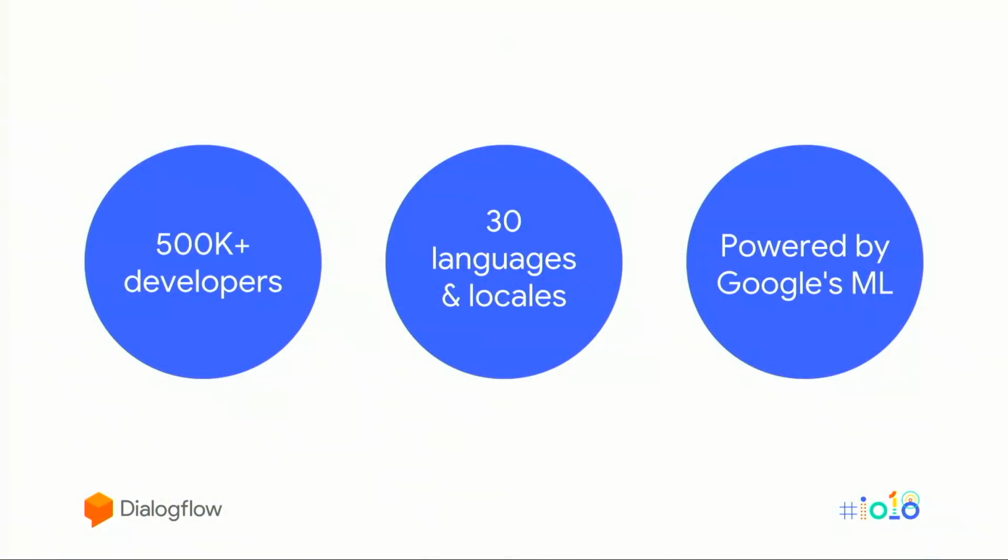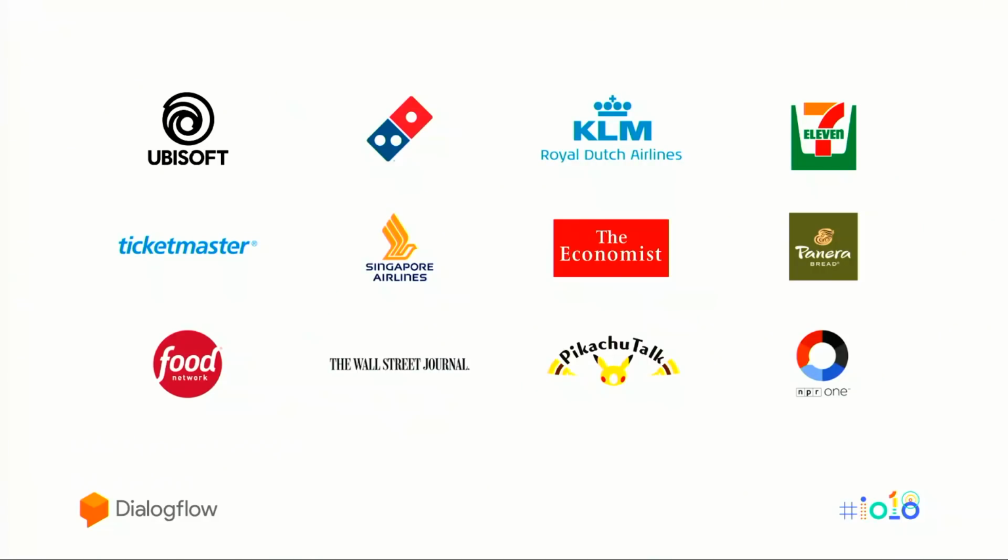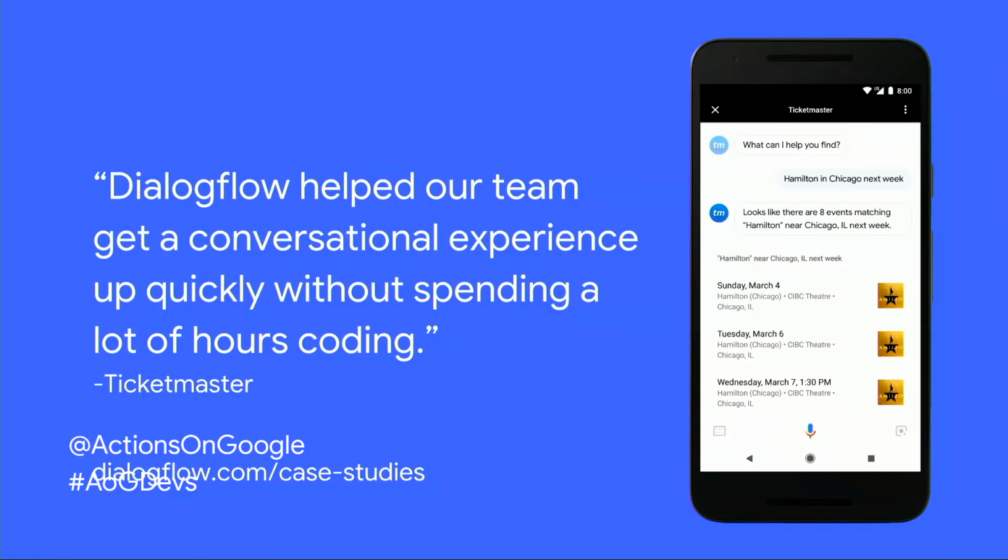So, as you saw in our developer keynote, we've had really great momentum in growth this year. We've had 500,000 developers use Dialogflow, which is a 250% increase since this time last year. And Google's developers are obviously really excited to use our ML tech in their work. We've also got brands all around the world using Dialogflow, and they're building some really amazing stuff. So if you want to see some case studies, you can check our website to see some of our partners' experiences using the product.